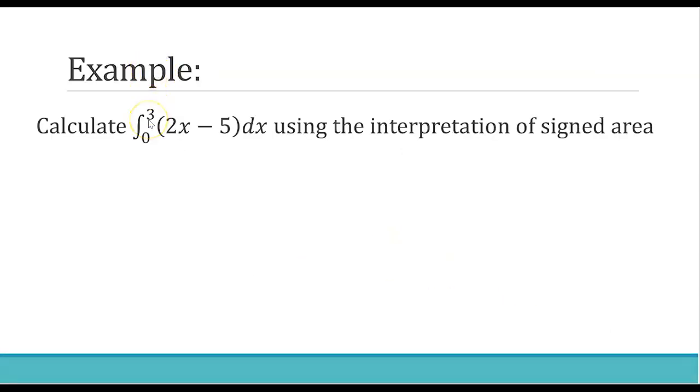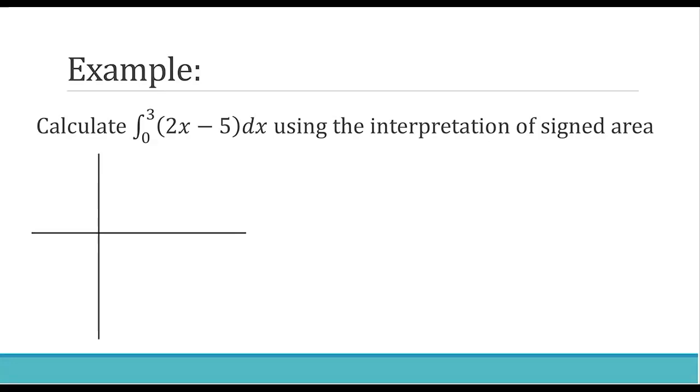Let's go ahead and take a look at an example. So here we want to calculate the definite integral from 0 to 3 of the function 2x minus 5 with respect to x using the interpretation of signed area. So what we're going to do is start by graphing 2x minus 5, which is a linear function. So we want to sketch an xy plane here. And we want to try to be as accurate as we can.